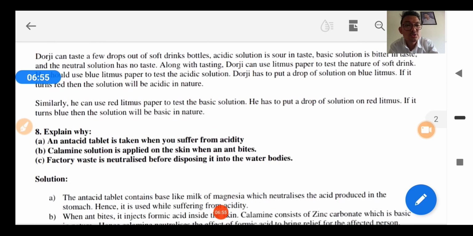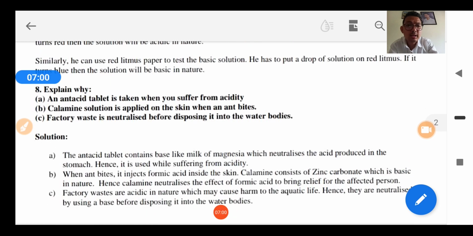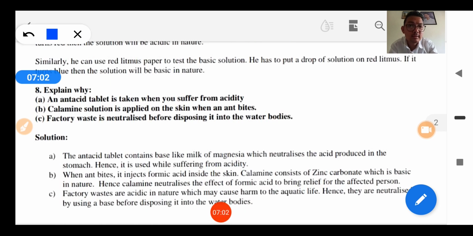Okay, so this is how he can do the testing. Now come to the question number 8, part 1. An antacid tablet is taken when you suffer from acidity.